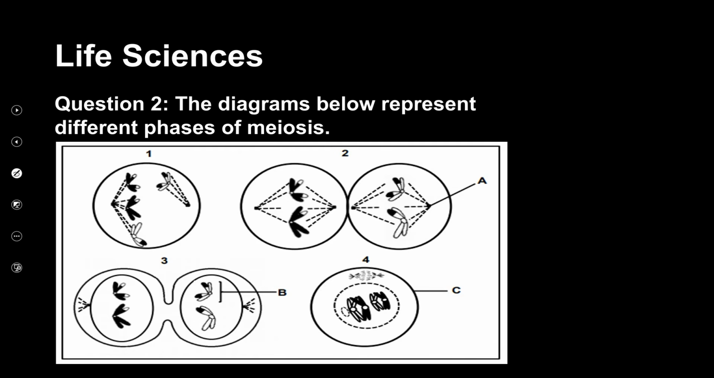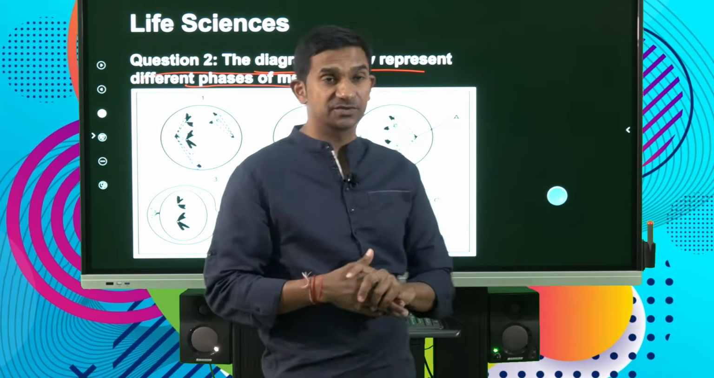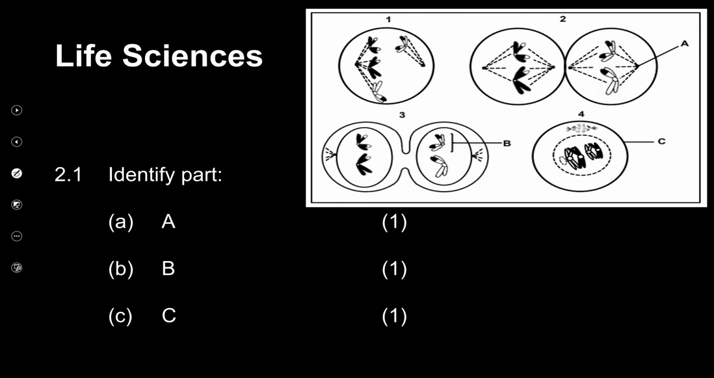Guys, the next question talks about the following diagrams. The diagrams below represent different phases of meiosis. Again, these questions often require that you're able to identify unique phases in this process. It's important that you look at the phases and you identify features in each one of them. As we wrap this segment up, I'm going to assist you in identifying the following parts, and let's get into it. So identify part A.